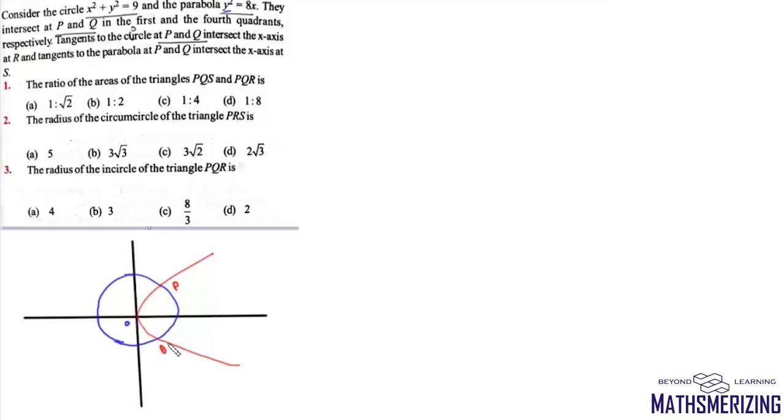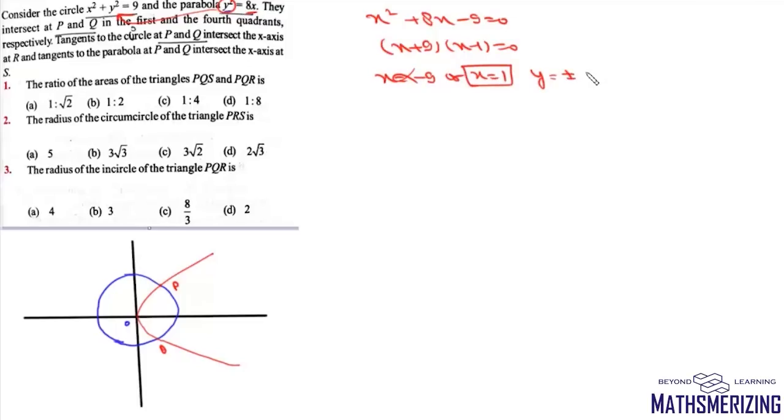So first we'll solve for their point of intersection. We'll eliminate y square, so we'll put it in this equation. We'll write x square plus 8x minus 9 equals 0. So it will be x plus 9, x minus 1 is equal to 0. So the value of x is either minus 9 or the value of x is 1. x cannot be negative, so that means the value of x is 1. Now if we put x as 1, we'll get y as plus minus 2 root 2. So that means this point P is 1 comma 2 root 2, and this point Q is 1 comma minus 2 root 2.